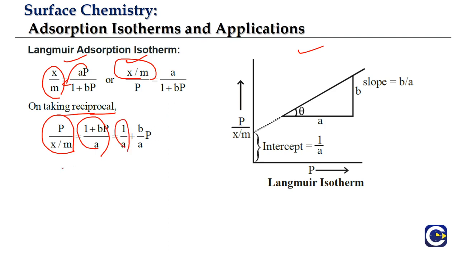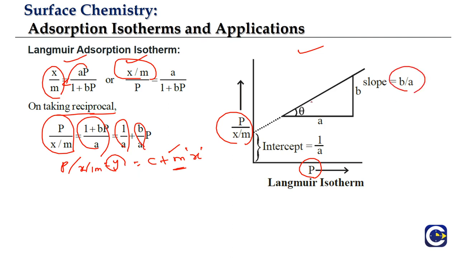Looking at this, P divided by x by m is like the y coordinate. So we take it as the y coordinate, which will be equal to C plus m into x. The x coordinate is pressure. The slope m here is B by A, and this graph is going to be a straight line.